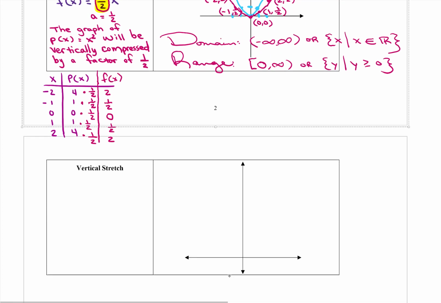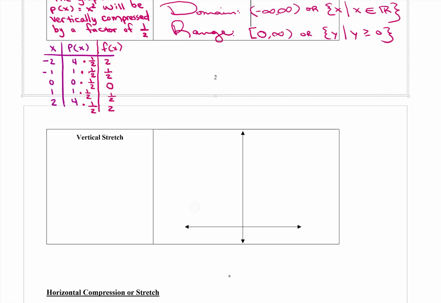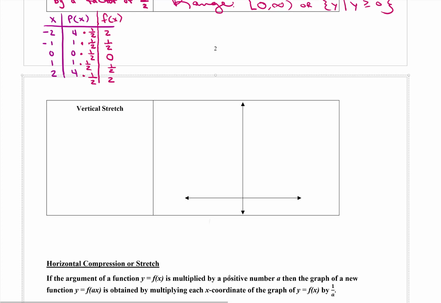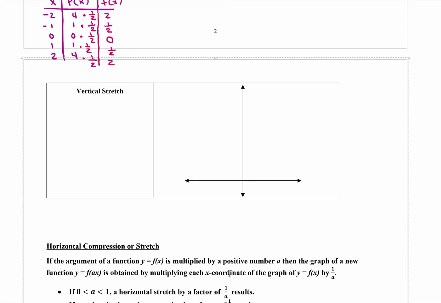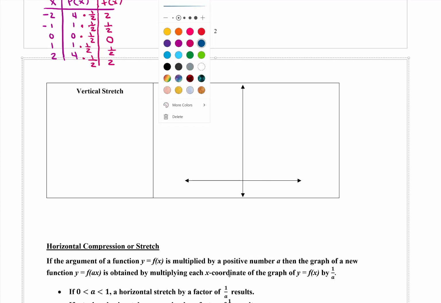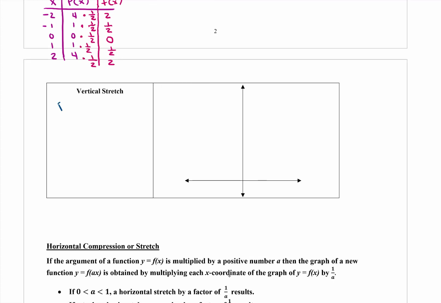All right, we're ready to go on here to a vertical stretch. If a vertical compression means it's getting squashed down, a vertical stretch means, imagine I'm pulling it up, or pulling up and down. So instead of getting wider, the parabola is going to get more narrow, if we're working with p of x equal to x squared.